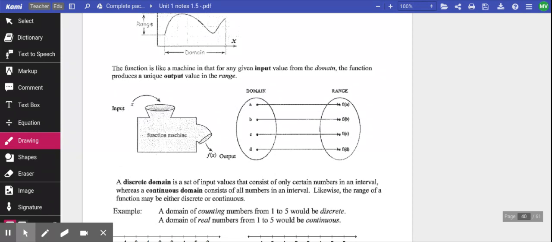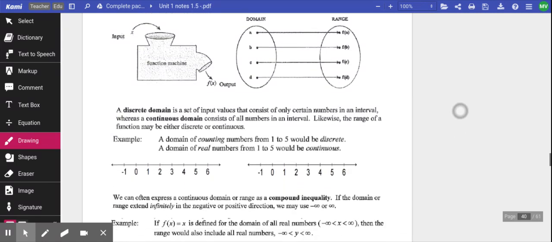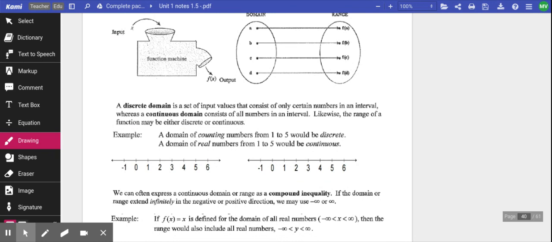The function is like a machine in that for any given input value from the domain, the function produces the unique output value, the range. So when we put in a domain of A, we get f of A. Put in domain of B, we get f of B. Domain of C, we get f of C. D, f of D.